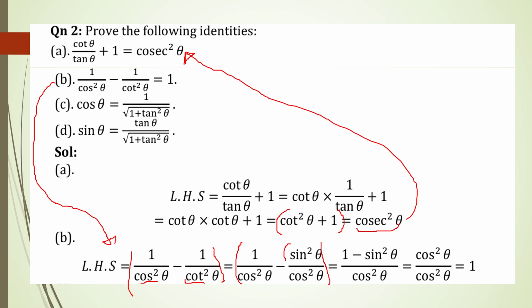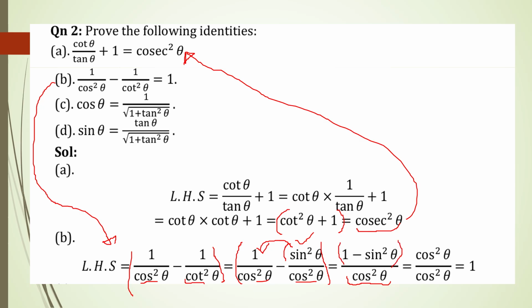I hope you understand that process by now. So we are going to have 1 divided by cos squared theta minus sin squared theta divided by cos squared theta. Since we're having fractions, once we get fractions, we find the LCM. The LCM for this case is going to be cos squared theta. They have the same denominators, so we just have to unify the numerator. So it's going to be 1 minus sin squared theta.